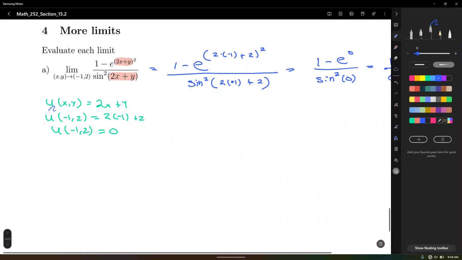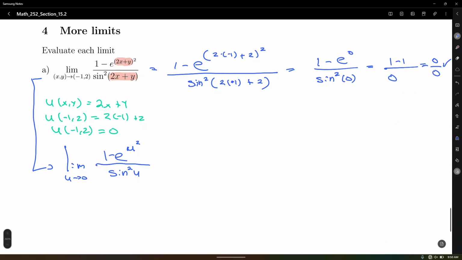So that means this limit becomes the limit as u approaches 0 of 1 minus e to the u squared, divided by sine squared of u. And magic. That's how we turn a two variable problem into a single variable problem. Here we don't have any limitations as to what we can do to evaluate the limit. We already exhausted all the potential techniques to compute it. This is good to go for L'Hopital's rule. And in this case, you don't need to show the 0 over 0 again. You already did it in the very beginning, so it would be redundant to show it again.